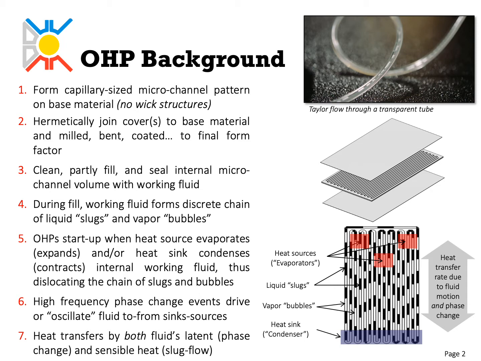Flow begins in an OHP when heat is applied to a location or locations on the device. This causes liquid to evaporate, and the resulting expansion drives the adjacent liquid slug toward the colder region of the device called the condenser and back to the evaporator in the adjacent channel.